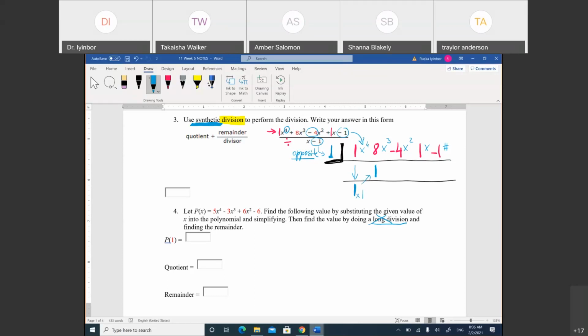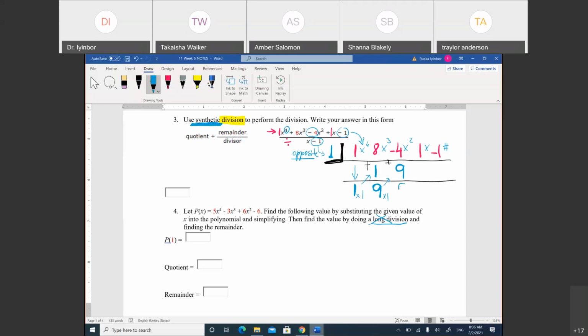Okay, then I'm going to add those two numbers. So I'm going to add 8 plus 1. What is 8 plus 1? 9, that's right. And then this number down, 9, I'm going to multiply by the number in front, which is 1. So 9 times 1 is 9, and I'm going to write it here, 9. Okay? And then I'm going to do the same. I'm going to add those two numbers. -4 plus 9. What is that?